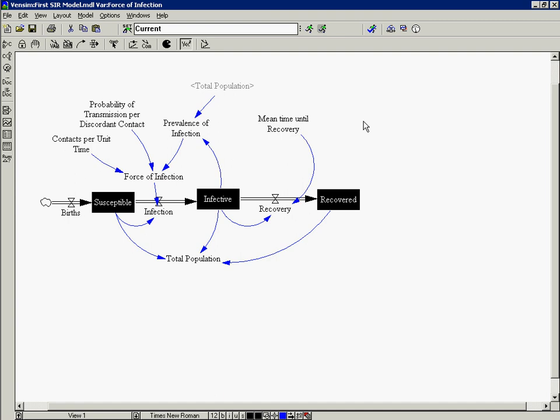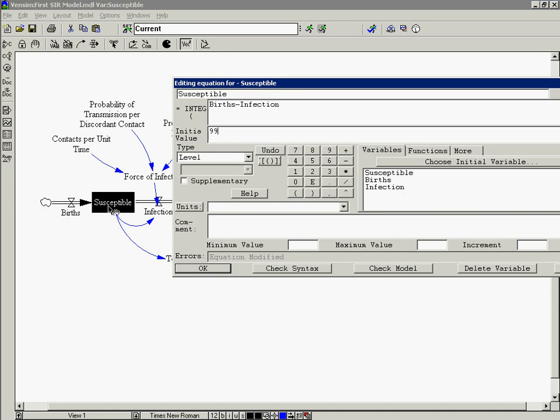Okay, folks, we're in our home stretch here. What else do we have to set to finish this model? Initial values. So, ladies and gentlemen, let us set 999 people to be susceptible, 1 person to be infective, and 0 persons to be recovered.